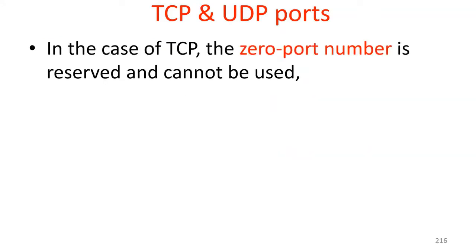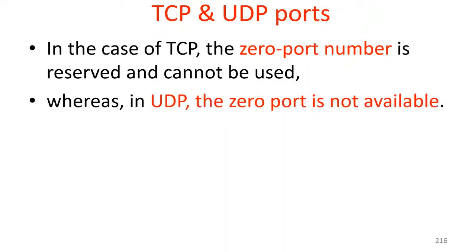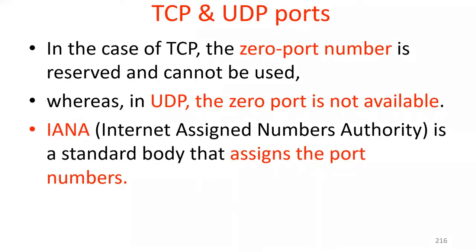In the case of TCP, port number zero is reserved and cannot be used. Zero to 1023 are well-known port numbers. Here, port number zero is reserved but it cannot be used. Whereas for UDP, port number zero is not available. The Internet Assigned Numbers Authority, IANA, is a standard body that assigns port numbers. IANA always assigns the port numbers.